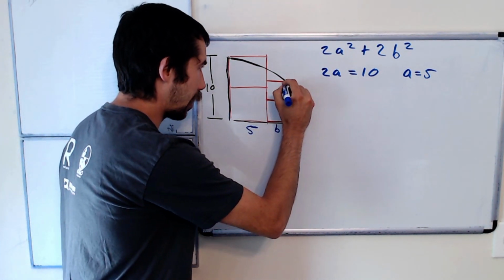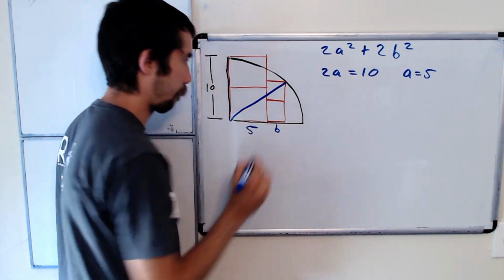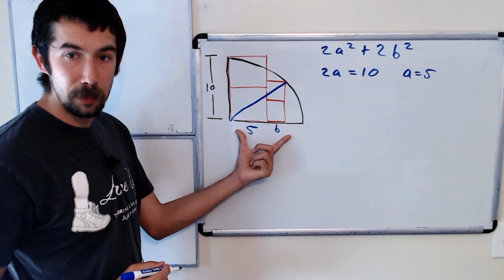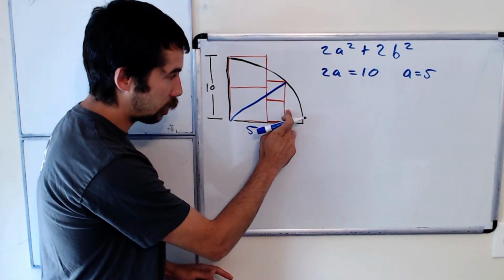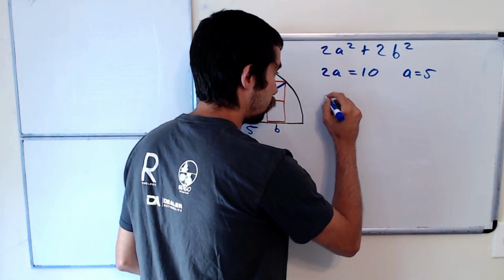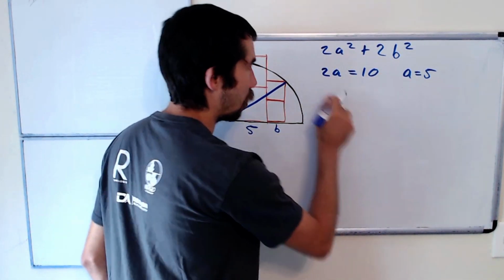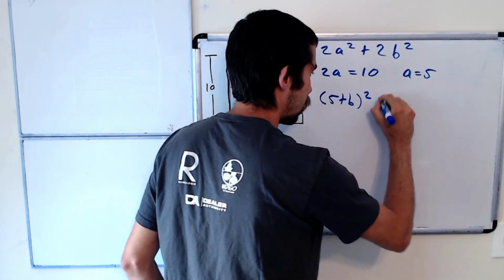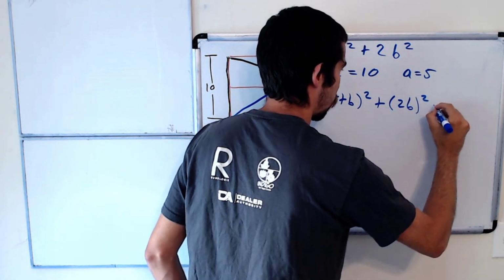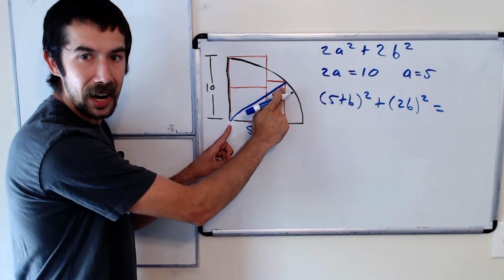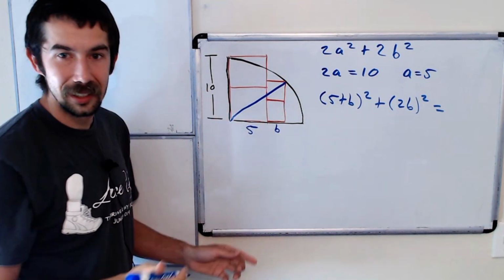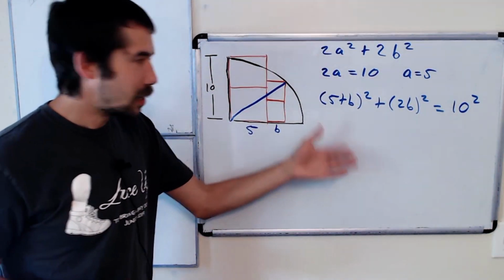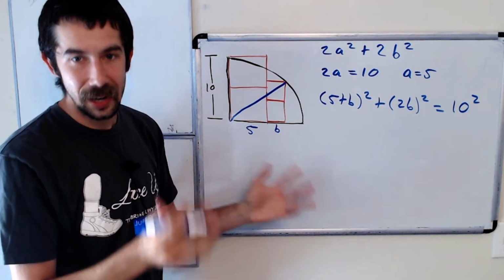Well, let's consider this right triangle. Okay, so it's a right triangle with one leg, 5 plus b. The other leg is b plus b, which is 2b. So we have (5 plus b) squared plus (2b) squared is equal to, well, what's the length of this hypotenuse? It's 10. So it's 10 squared. Okay, so let's multiply this out and bring everything to one side, and then we can reevaluate.